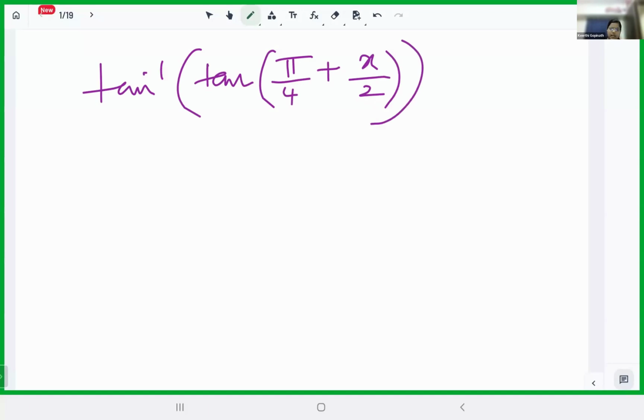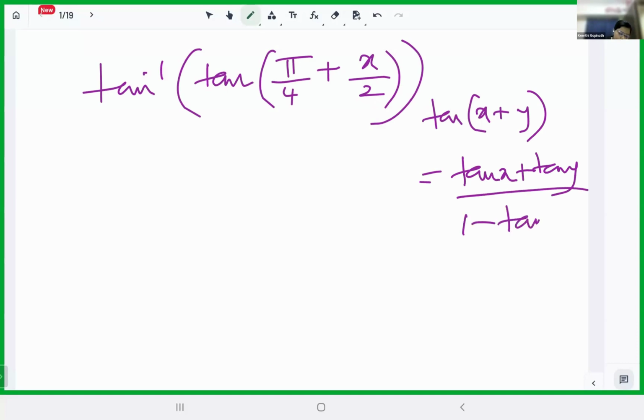So simply we apply the identity. Tan of x plus y is equal to tan x plus tan y divided by 1 minus tan x tan y. Here instead of x it is pi by 4 and instead of y it is x by 2. We applied that identity.